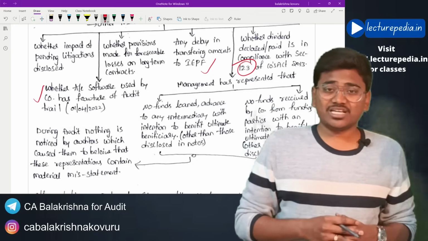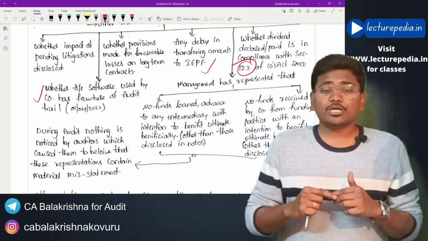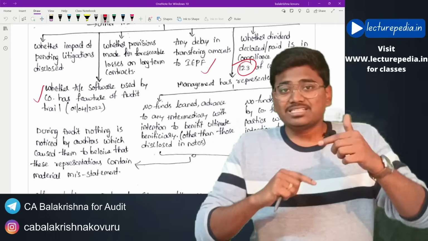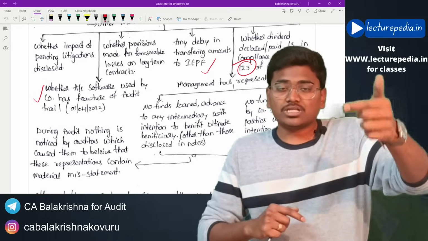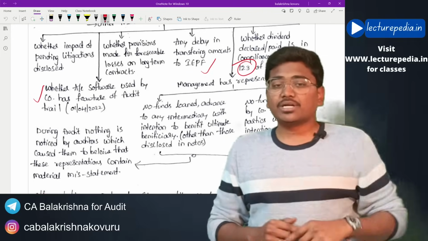Audit trail means basically if there is any alteration made in a transaction, a log has to be maintained. The auditor should be able to check the chain of transactions. How the transaction has been altered and who has altered it, all this will come under audit trail.